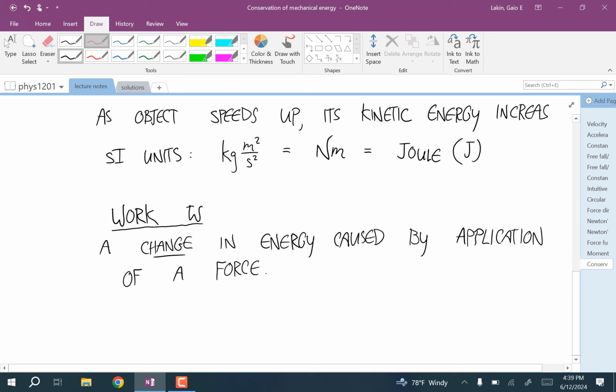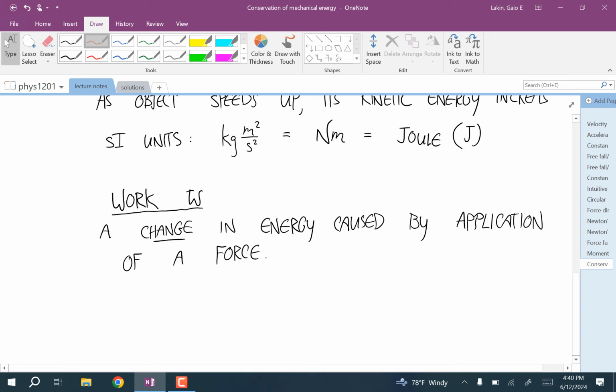Okay, so I'm being specific about the fact that this is only caused by application of a force, because there are other ways to increase an object's energy that we'll talk about when we talk about thermodynamics. If you heat an object up, it gains energy. If you apply electric power to an object, it gains energy. It can gain energy in various ways. But we're just talking about energy that's changed by applying a force.